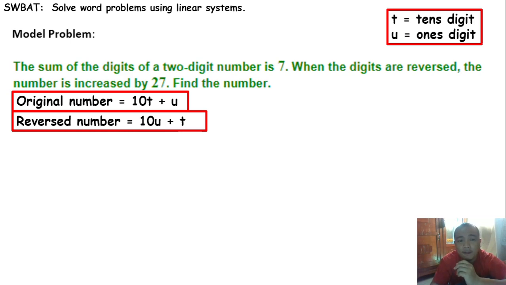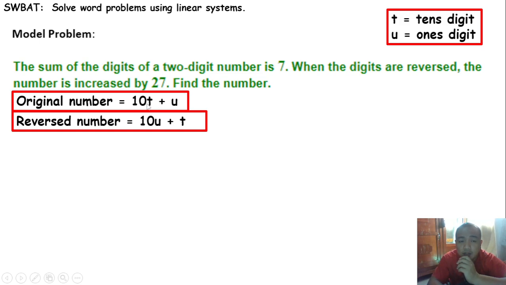Another model problem. The sum of the digits of a 2-digit number is 7. When the digits are reversed, the number is increased by 27. Find the number. Okay, let T be the tens digit, U the units digit. And the sum of T and U is 7. And when we reverse the digits, the number is increased by 27. So the original number is 10T plus U. We multiply the tens digit by 10 and we multiply the units digit by 1.